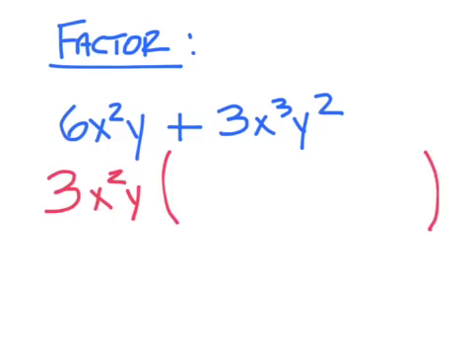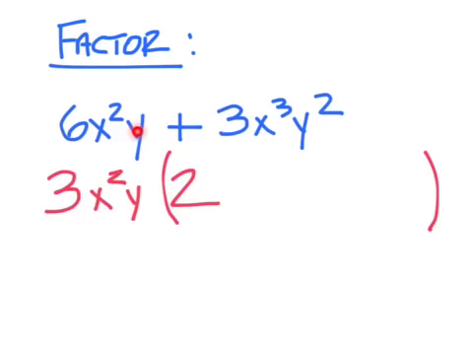Now you have to go back and figure out what you have to multiply 3x squared by to get this and to get this. 3 times what is 6? So you start with a 2. X squared times what gives you x squared? 1. So there's no need to write the 1. You don't write the 1 because if you did it would be 21. X squared times 1 is x squared. You don't write 1.